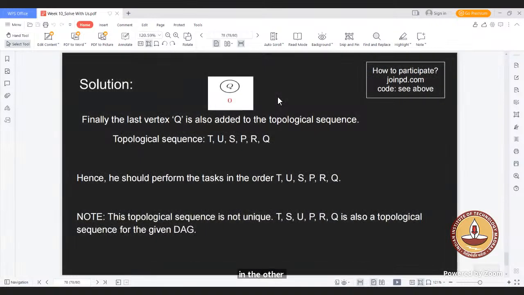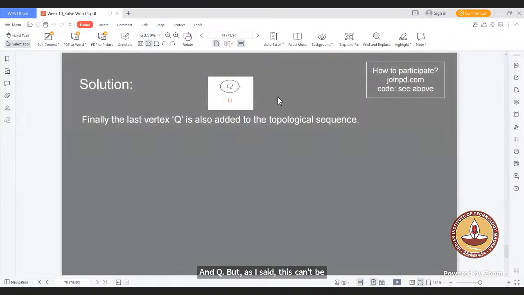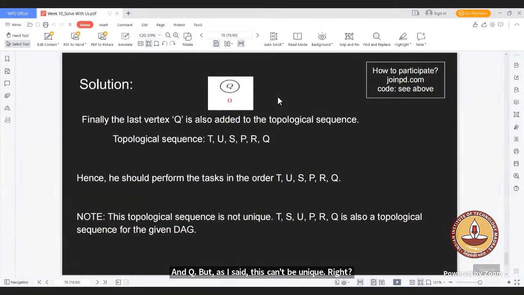But as I said, this can't be unique, right? Because in that case we could have chosen S instead of U. There were two vertices with degree 0, so we could have chosen any one of them. We chose U in that case. If we choose S instead of U, this would be the topological sequence. So one point that we can note here is that the topological sequence is not unique for a given DAG. Everyone got this point?